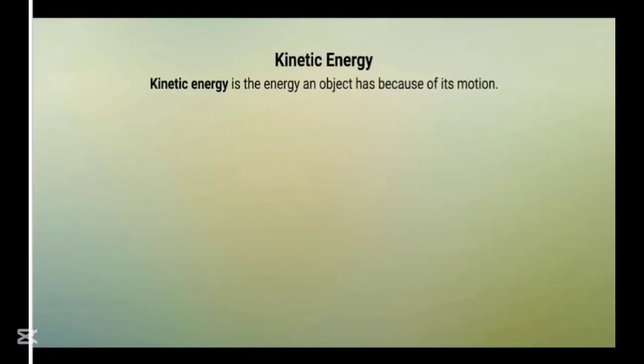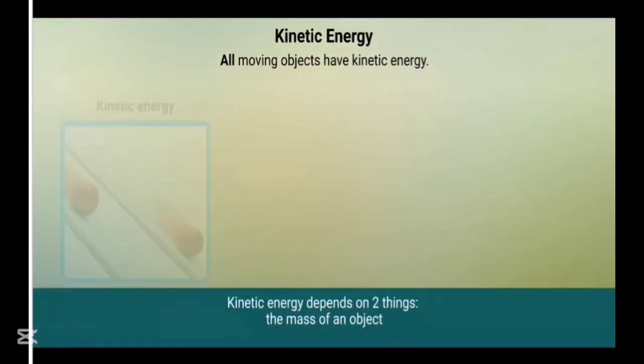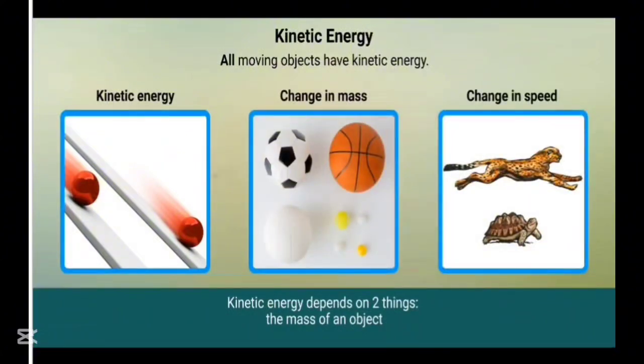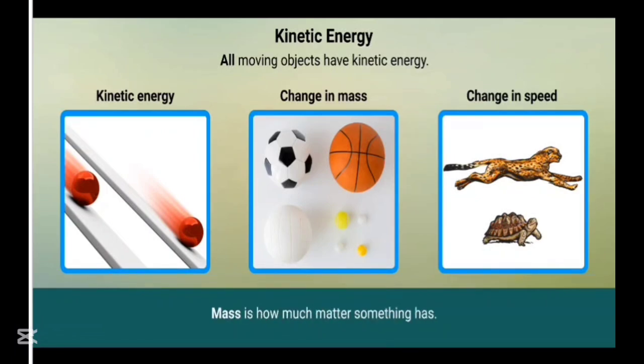Kinetic energy is the energy an object has because of its motion. All moving objects have kinetic energy. Kinetic energy depends on two things: the mass of an object and the speed of an object. Mass is how much matter something has. Speed is how fast something moves.